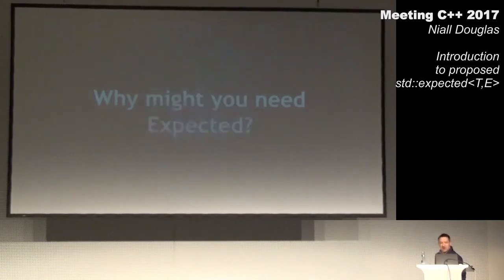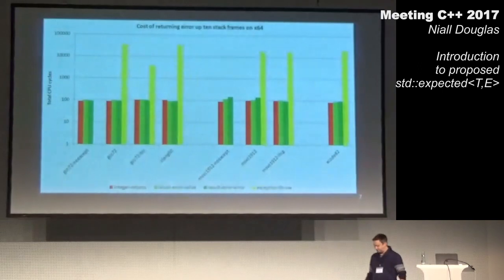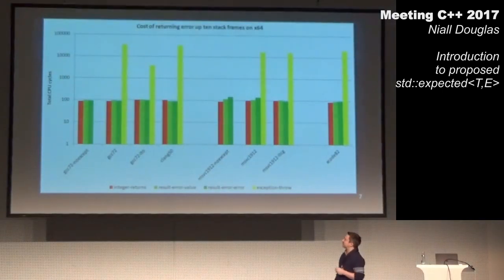So anyway, why might you need expected? So this here is a graph which I appreciate that people at the back probably can't read very easily. I already did a font size check, and I know that you probably can't. But I wasn't going to go and redo the graph, so tough. So the idea behind this is that this is a really, really terrible benchmark that means nothing, and you should read nothing into it. But the idea is that you return up 10 stack frames. So you unwind 10 stack frames in x64, and how many CPU cycles might you take?